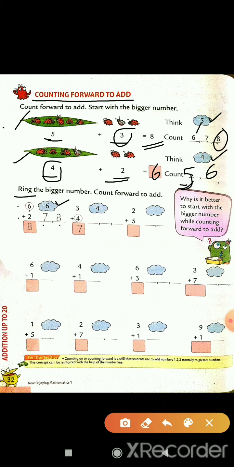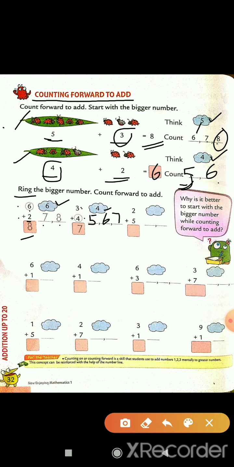We have to count forward how many times? 2 times, because 2 is added. So 6 plus 2 is equals to 8. Next, 3 plus 4, which is the bigger number? 4. So it is already written here. We have to add how many numbers? 3. So what comes after 4? 5, 6, 7.